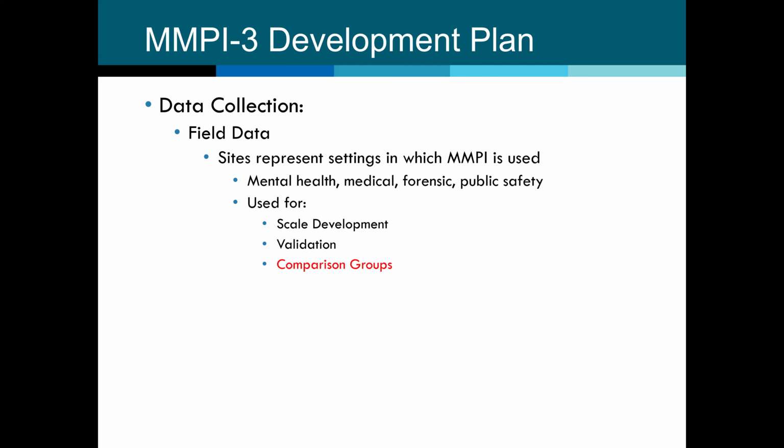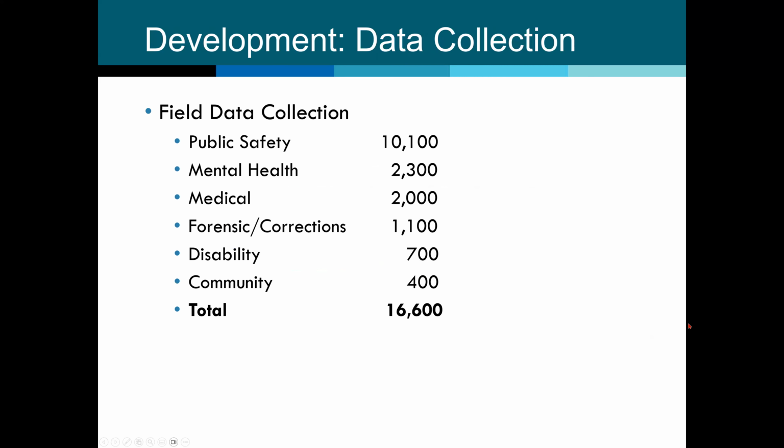So field data collection was just one aspect of the development of the MMPI-3. Data were collected in a number of sites representing settings in which the MMPI is used, including mental health settings, medical settings, forensic, and public safety. Some of these data were used for scale development and validation analyses, but we also, again, intended for these data to be used to develop comparison groups for the MMPI-3.